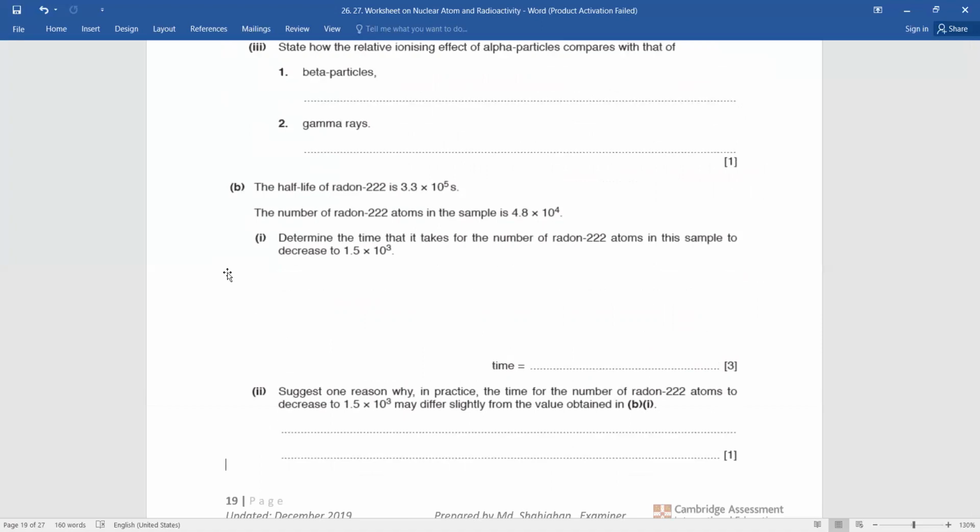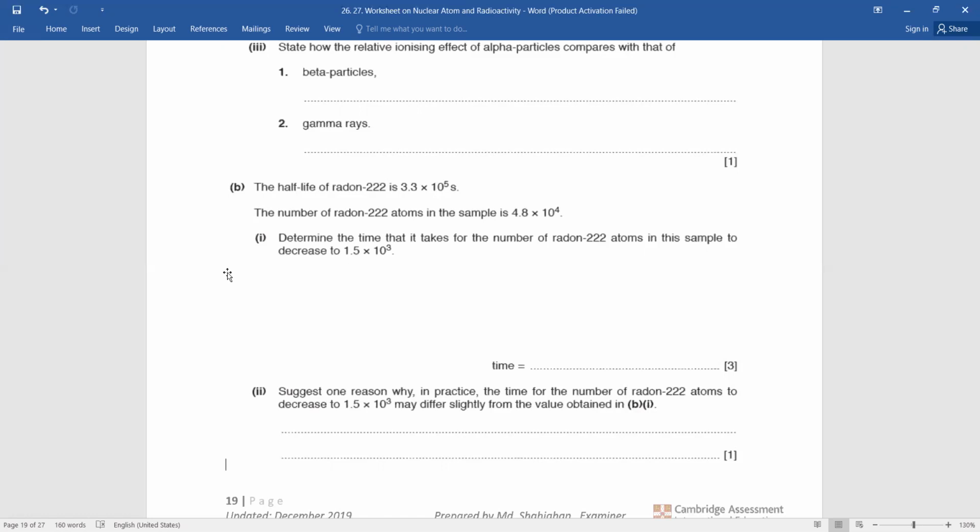I wonder too. B, the half-life of radon 222 is 3.3 into 10 to the power 5 s. The number of radon 222 atoms in the sample is 4.8 into 10 to the power 4. Should there be a gram or something? Just the number of radon atoms. That's why it is only a number, no unit. Determine the time that it takes for the number of radon atoms in the sample to decrease to 1.5 into 10 to the power 3.